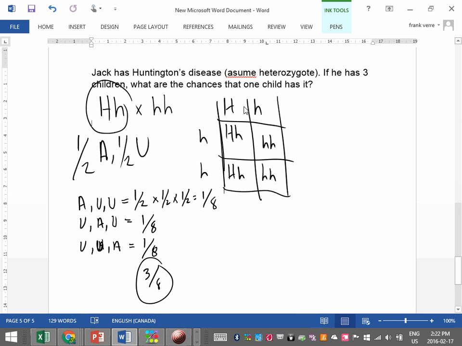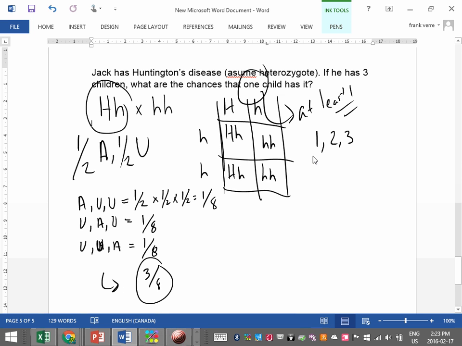Now, at least. So then let's think about that for a second. Let's imagine I change this. Instead of saying 1 child, let's say at least 1. I want you to think about this, okay? At least 1 means what, Sabrina? 1, 2, or 3. So I can do this. I can make my life very difficult and work out the odds that 1 child out of 3 will get it, which we just did. This is that one right over here, 3 of 8.